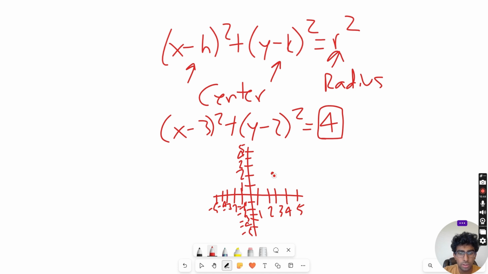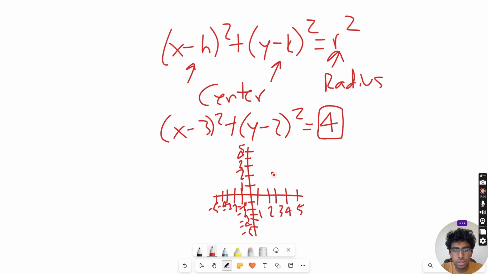We're going to put a little dot here to indicate this is the center. And then our radius, right? That's also important because our radius is going to tell us the endpoints of the circle. So we're going to go 2 right, 2 left, 2 up, 2 down, and then connect it. That will give us our circle.